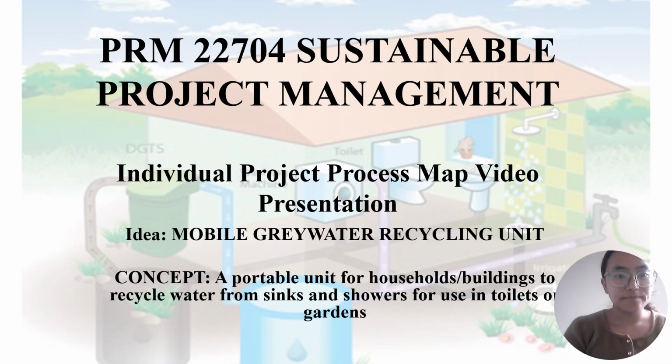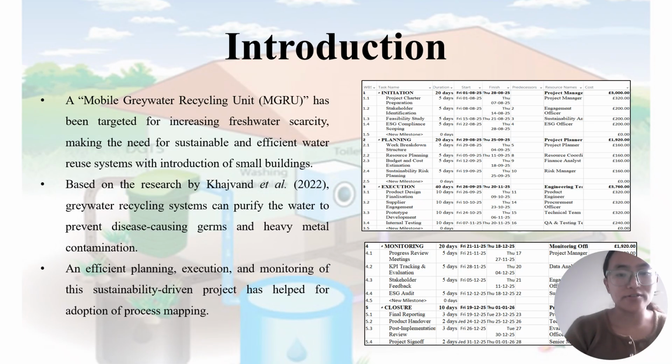or gardens. Talking about the introduction part, the digital process mapping has helped in visually presenting the project flow, decisions, stakeholder interaction, and the sustainability checkpoints accordingly. Furthermore, an integration of KPIs and measurable targets has helped in monitoring the project success in terms of water saved, waste reduced, and carbon impact minimized.